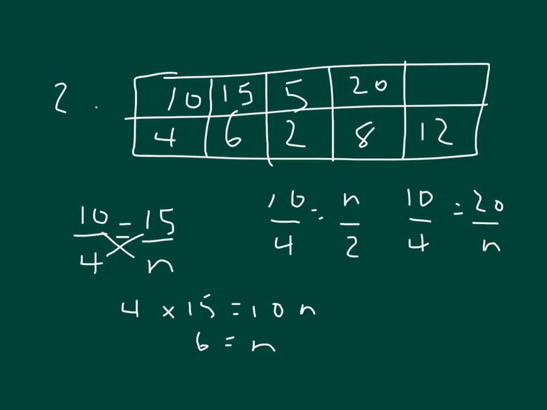Then you can look at the last one, say 10 to 4 is the same as a number compared to 12. And with equal fractions, you can see that you multiply 4 by 3 and multiply 10 by 3, and you get 30.